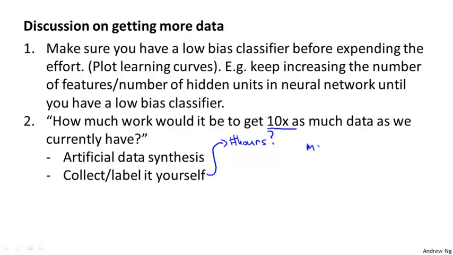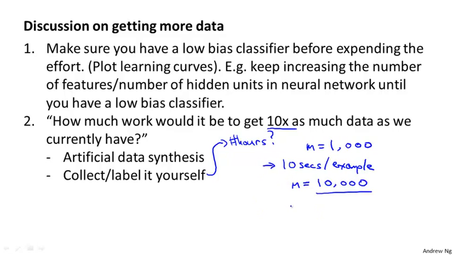So for example, let's say that for a machine learning application, currently we have 1,000 examples, so m equals 1,000. Then what we'll do is sit down and ask, well, how long does it take me really to collect and label one example? And sometimes maybe it'll take you 10 seconds to label one new example. And so if I want 10x as many examples, I do a calculation. If it takes me 10 seconds to get one training example, if I want to get 10 times as much data, then I need 10,000 examples. So I do the calculation. How long is it going to take me to manually label 10,000 examples if it takes me 10 seconds to label one example?